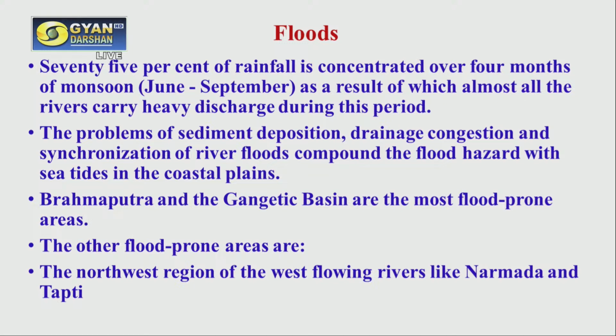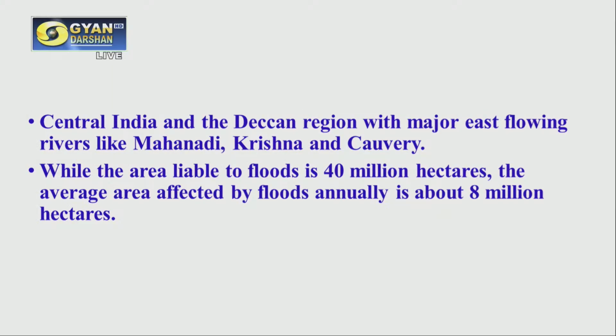Other flood prone areas are the northwest region with west flowing rivers like Narmada and Tapti, and central India and the Deccan region with the major east flowing rivers like Mahanadi, Krishna and Kaveri. While the area liable to floods is 40 million hectares, the average area affected by flood annually is about 8 million hectares. So a large part of the country is affected by the floods.